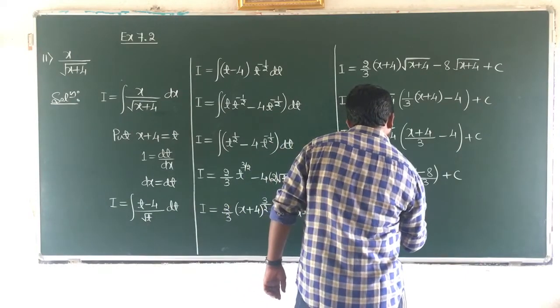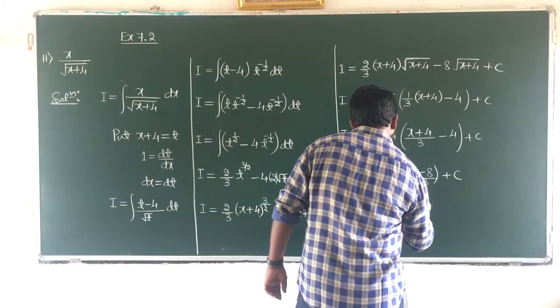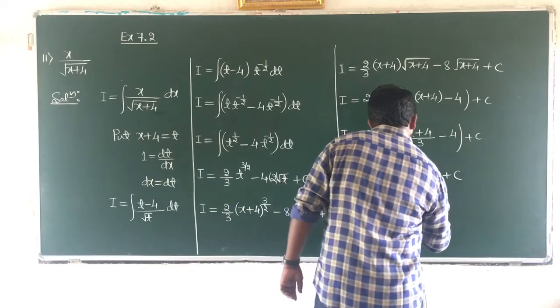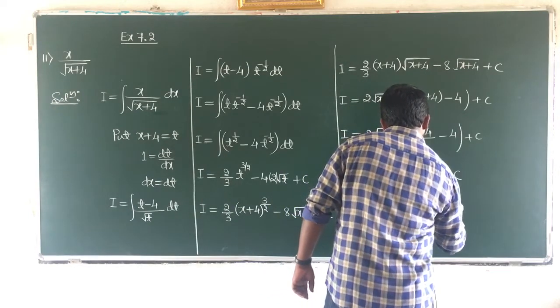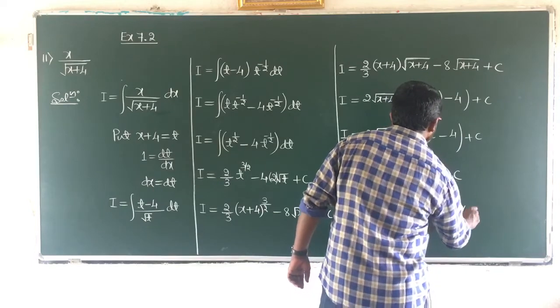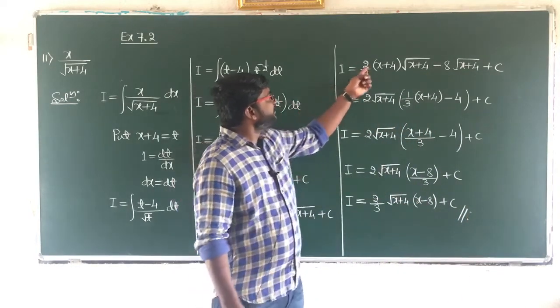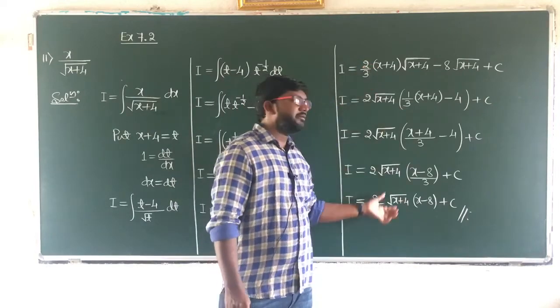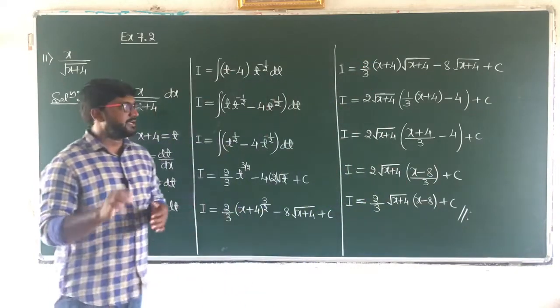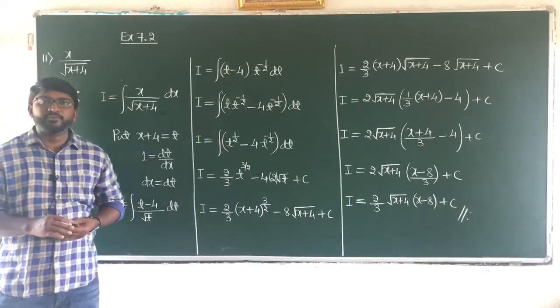So (x + 4)(x − 8) + c. So this is your NCERT answer, or else you can stop the problem here itself. Anyway, you will get the marks. So this is all about the 11th problem.